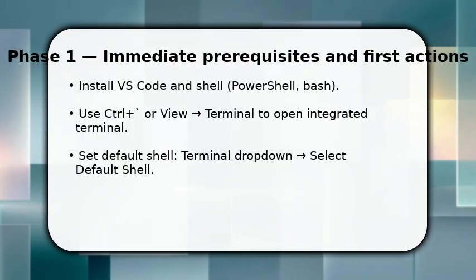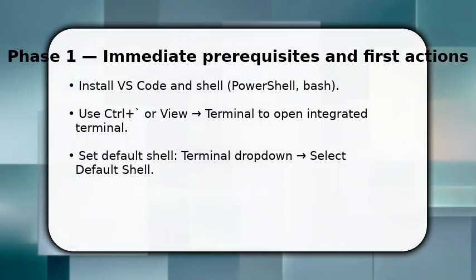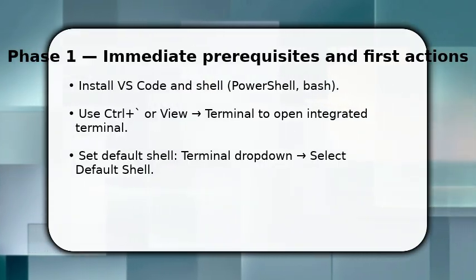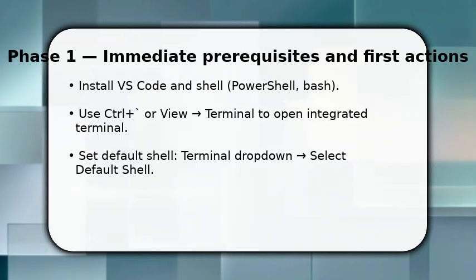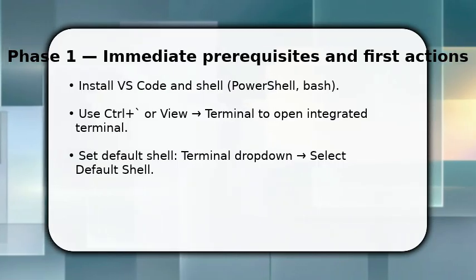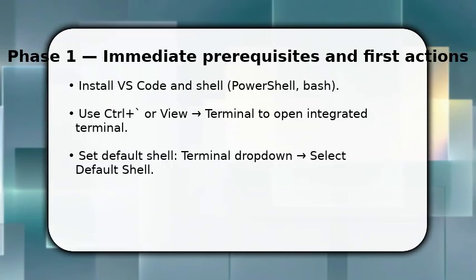You start by opening the integrated terminal so you can run commands inside your project. Press Ctrl+ or choose View then Terminal. This immediately creates a session linked to your workspace. Once done, set a default shell so commands behave predictably. Click the terminal drop-down and select your preferred shell, such as PowerShell or Bash.